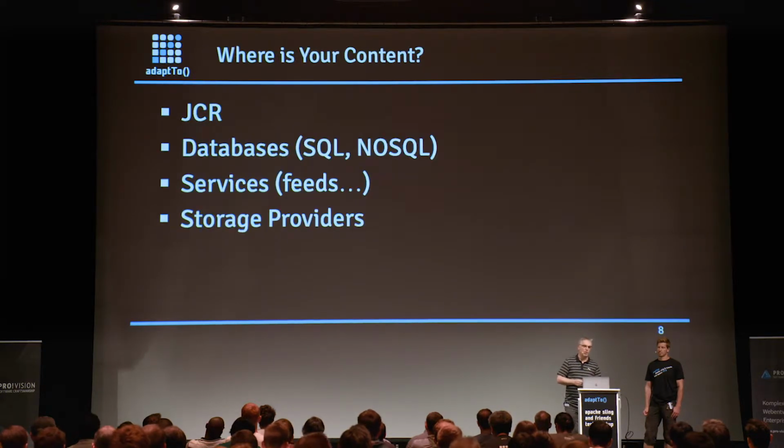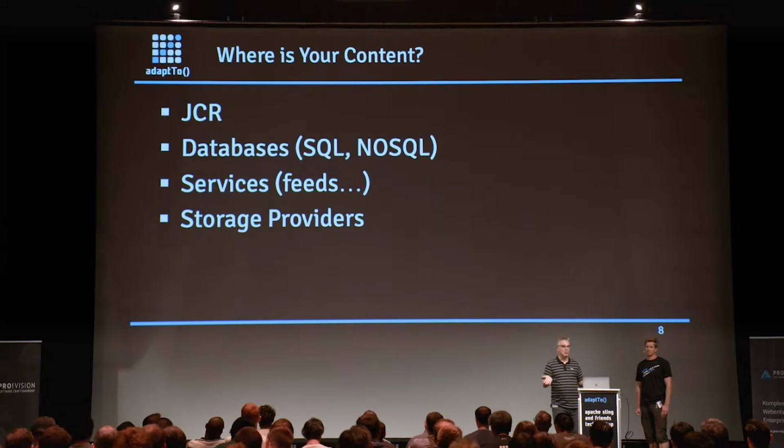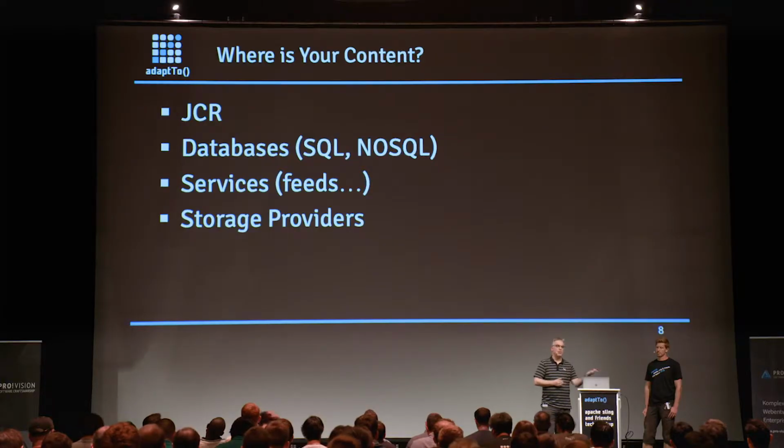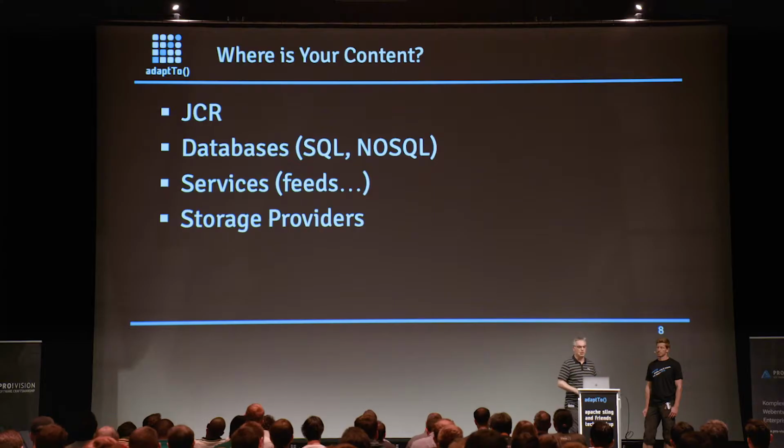Now, when it comes to content, as I said, if you think of the typical use cases where Sling is used, it's stored in JCR. But again, you might have content in your database. You might want to retrieve content from a news feed, or have it in a different remote database, and all these things. So how can you get that into your application?